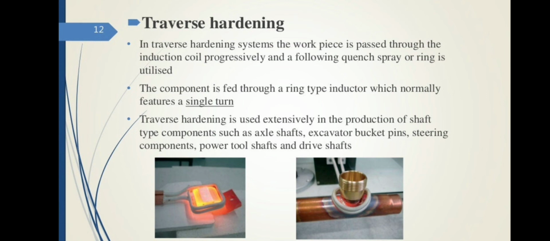Next comes transverse hardening. In transverse hardening, the workpiece is passed through the induction coil progressively, followed by a quench spray ring. The component is fed through a ring-type inductor which normally features a single turn. Transverse hardening is used extensively in the production of shaft-type components such as axle shafts, excavator bucket pins, steering components, power tool shafts, drive shafts, etc.